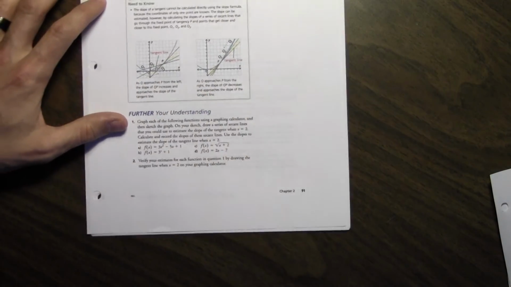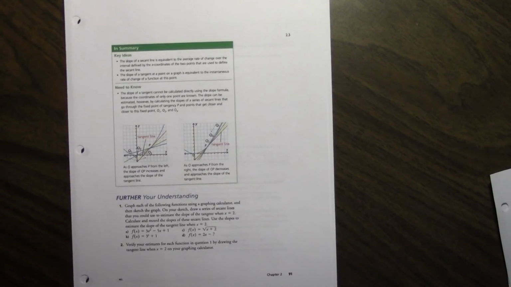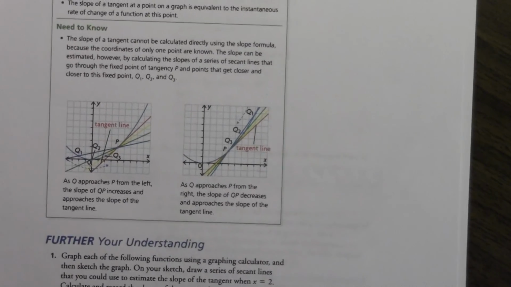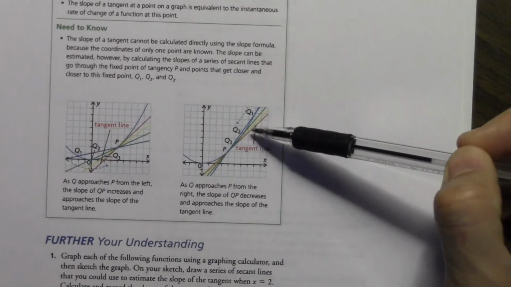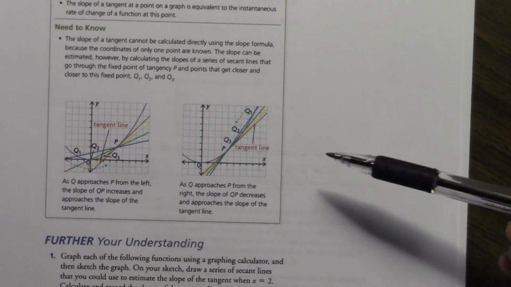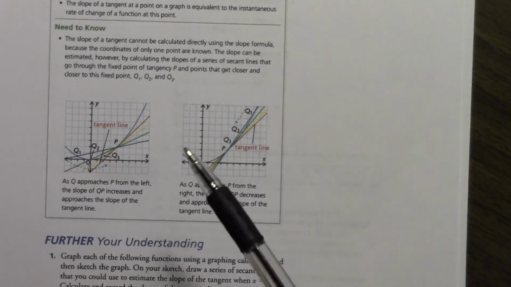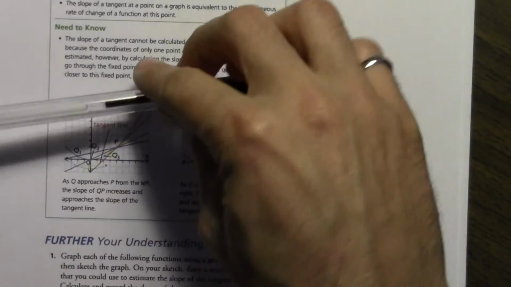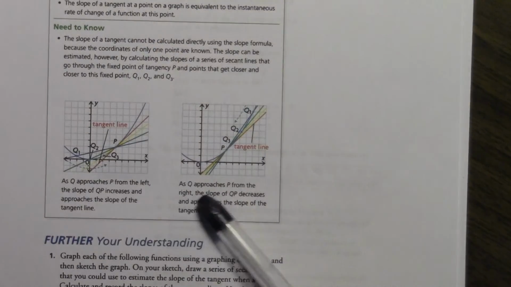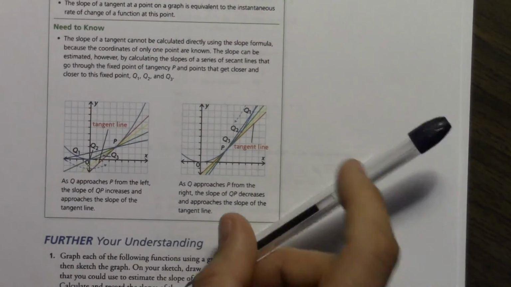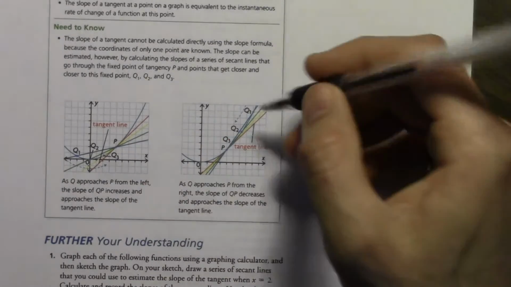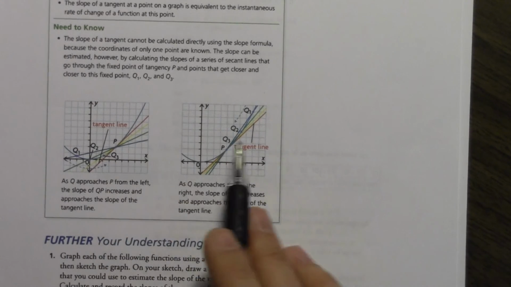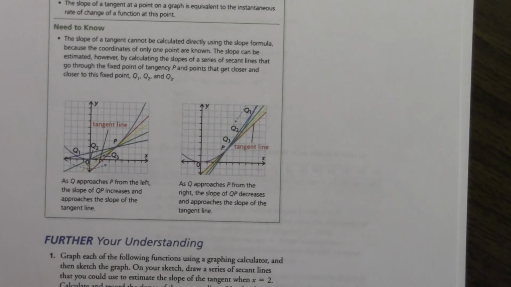In summary, beautiful graph here, guys. If you were asleep for part of this lesson, this is probably the one and only page you need. Look at these nice, beautiful colors. It would take me 45 minutes to try and replicate this on the board, so tons of time saved here. As Q approaches P from the left, the slope of QP increases. As Q approaches P from the right, the slope of QP decreases. Red is our beautiful tangent line, and yellow, green, and blue are our secant lines as they become progressively closer.